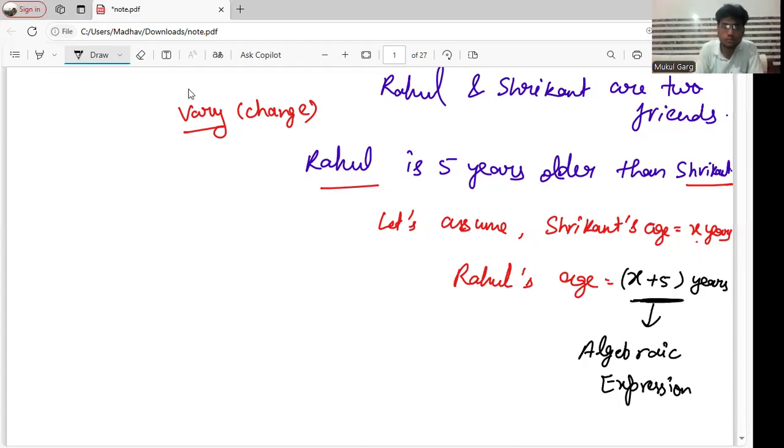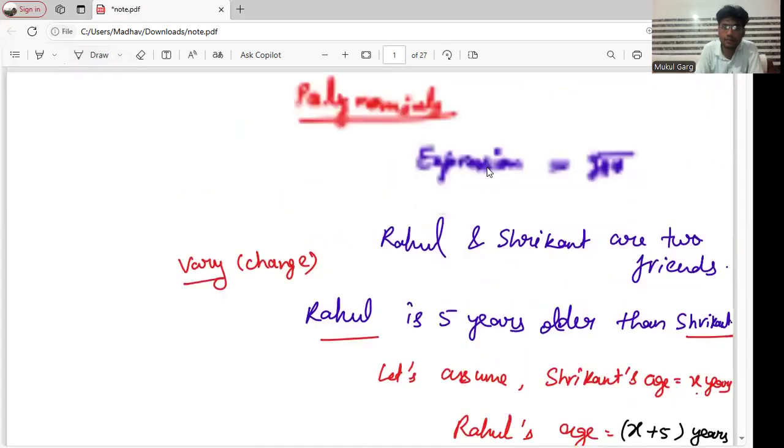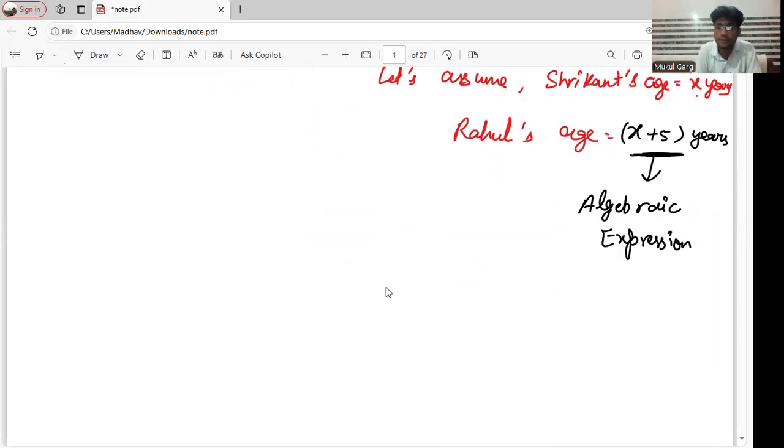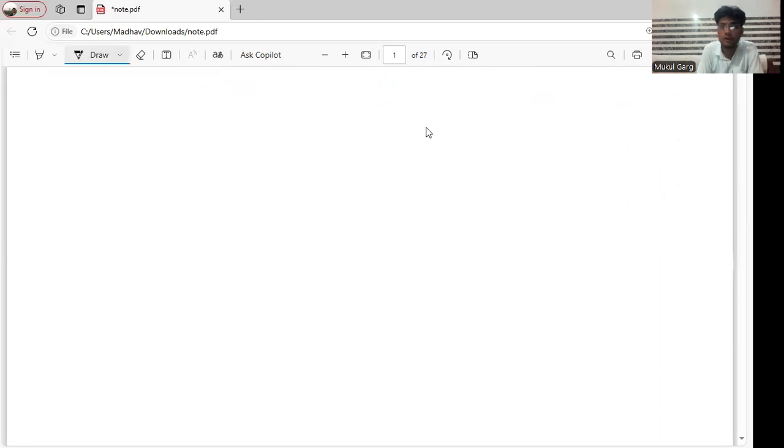Now the chapter name is polynomials, but why we are learning about algebraic expression? There is a catch. See, algebraic expressions are of two types.